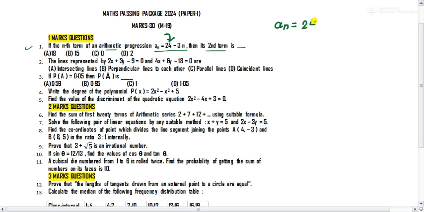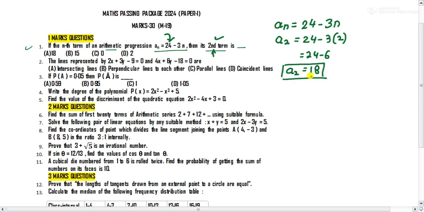An is 24 minus 3n. This is nth term. Now, they have asked what is its second term. So in place of n, you have to write just 2. So this becomes a2, which is equal to 24 minus 3n, meaning 3 into n, so I'll write here 3 into 2. So this is 24 minus 6. How much is this? 18, correct? So this is the second term, 18. So option number A is correct.